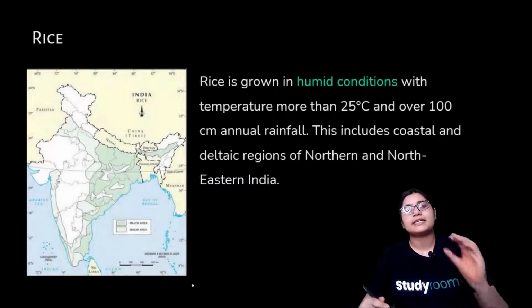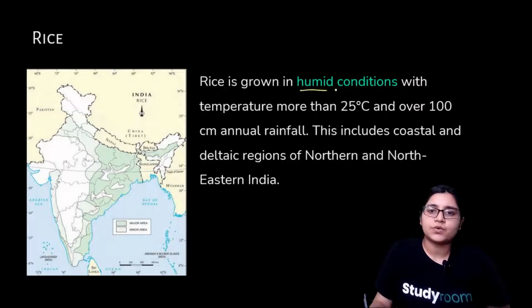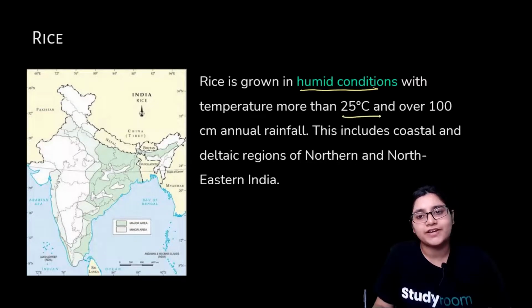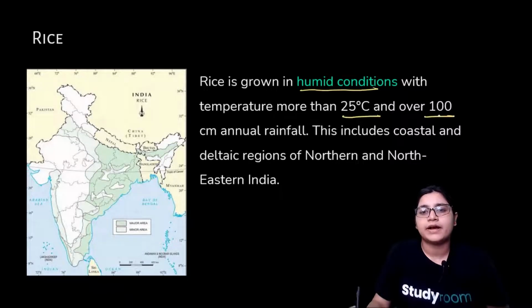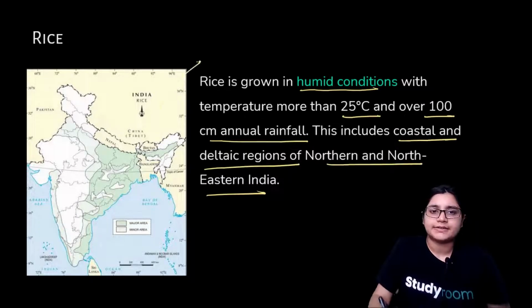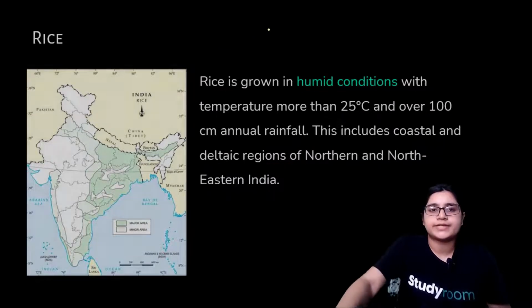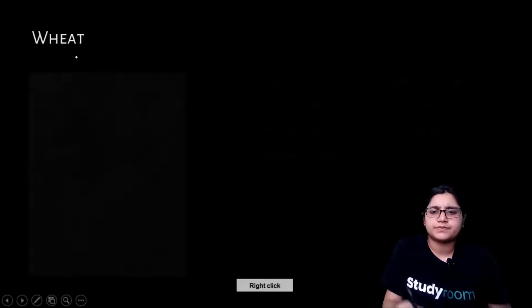Alright. So now we are going to discuss each and every crop specifically. Rice is grown in humid conditions, with a temperature of more than 25 degrees Celsius and over 100 centimeter annual rainfall. This includes coastal deltaic regions of northern and northeastern India. Alright, moving on to the next. It is wheat.